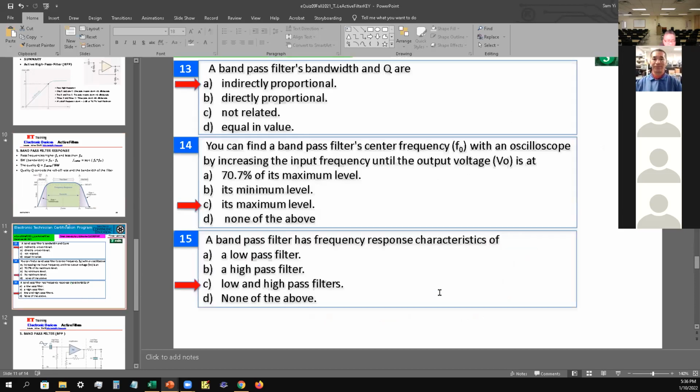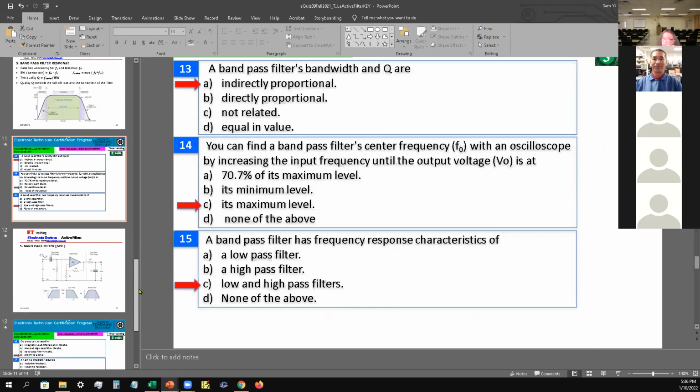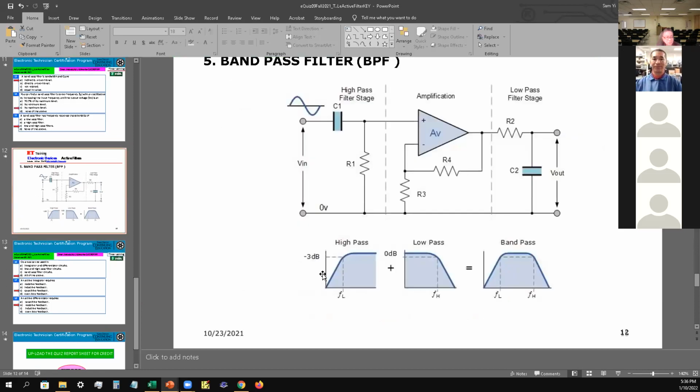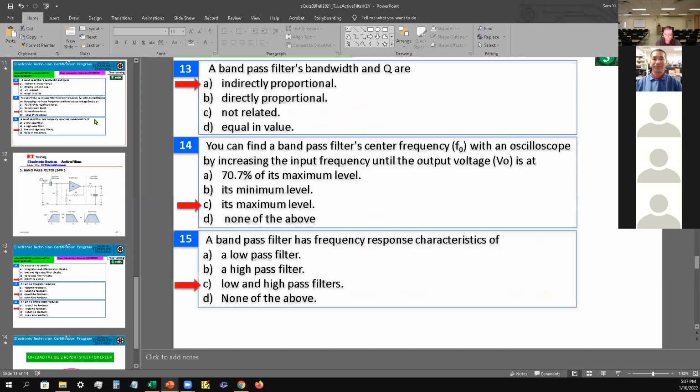All right, number 15. A band pass filter has frequency response characteristics of both a low and a high pass filter. So it's something like this here. You got one curve that goes up on the one side, and the other side is the low pass. Combine the two together, and you got the band pass filter. So the answer is C as in cat for number 15. Okay, any questions on 13, 14, or 15?